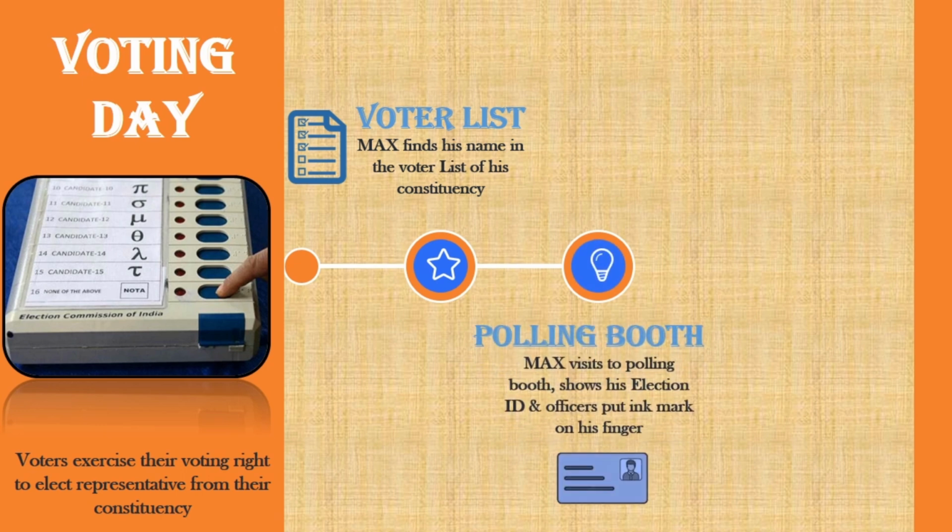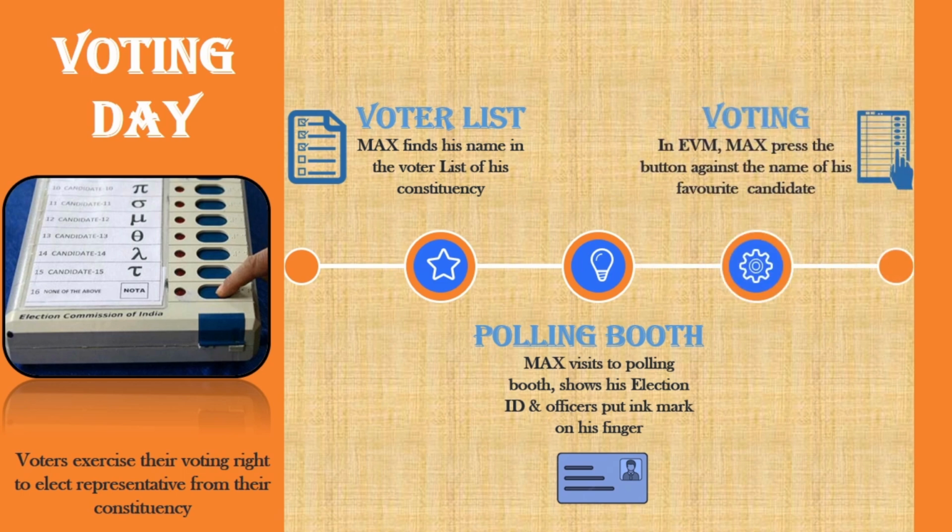The polling booth is the place where voters cast their votes. At the polling booth, Max shows his voter ID card to the officials who are on election duty there. After verifying his identity, the official puts an ink mark on Max's finger. Now, Max goes to the EVM machine and presses the button of his favorite candidate. This process is followed by all voters to cast their votes.